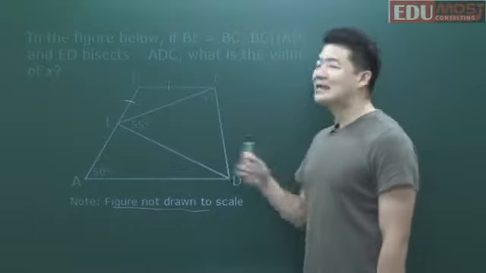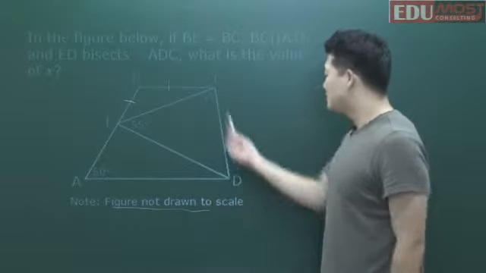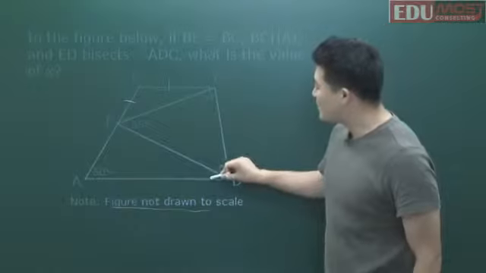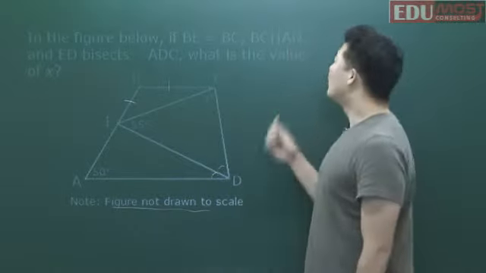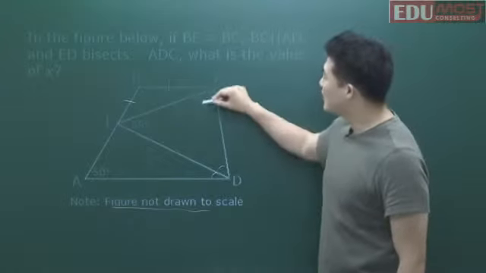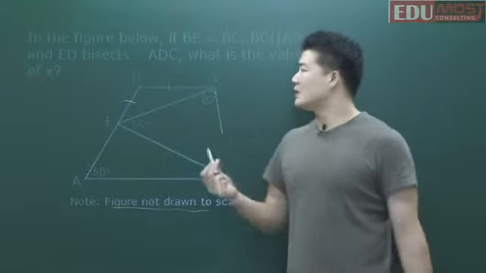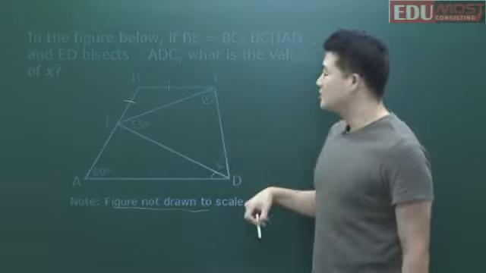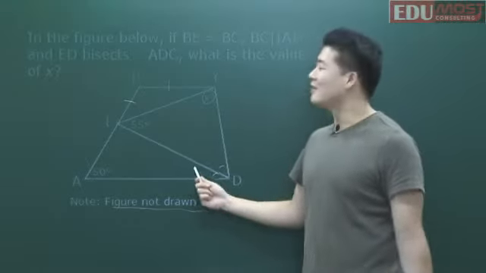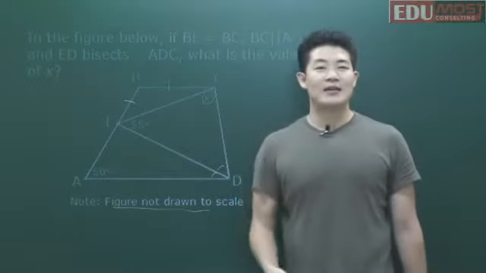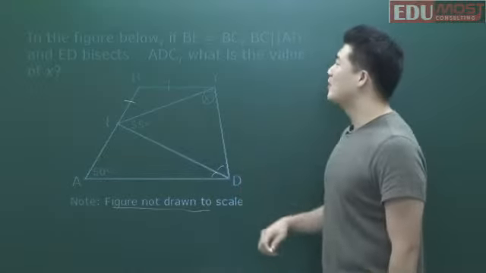And then ED bisects ADC. So ADC, that means that this angle and this angle, even though they do not look like it, are equal. Right? Now, what is the value of X? We need to know this value of X. But see, the thing is, we don't know what this angle is, right? And that'll be fine because we know what this angle is, but we don't know what this angle is either, right? So the only way to figure this out is basically to use the information that we are given.